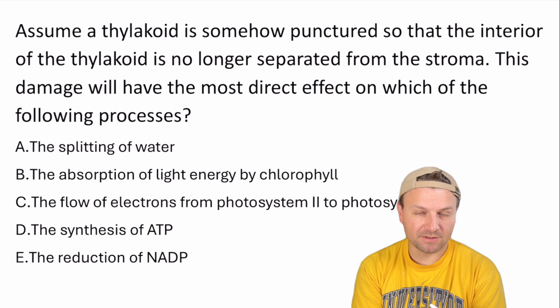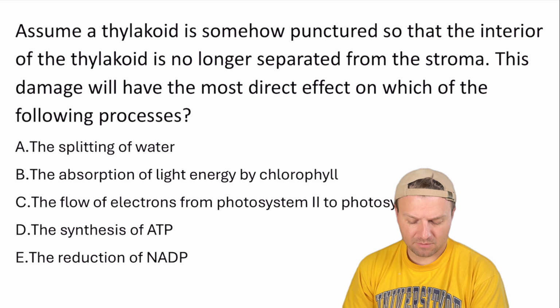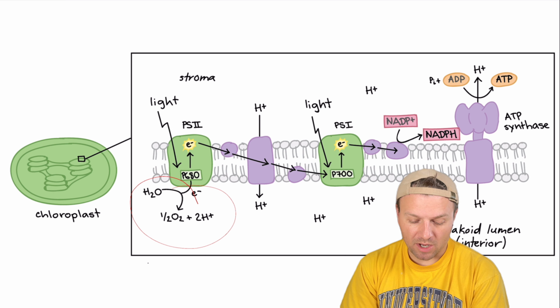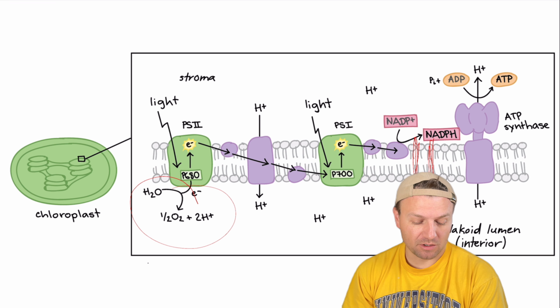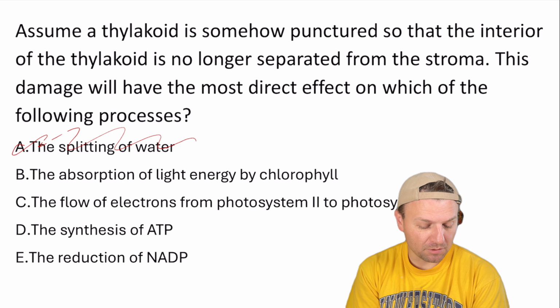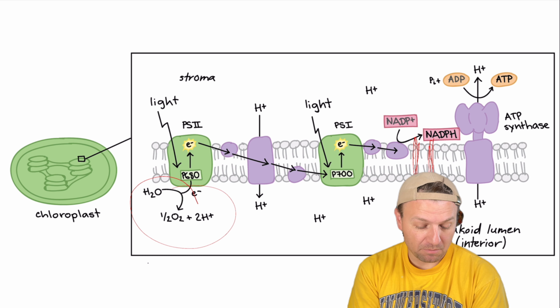Let's see if we can find that process in our answers. A, the splitting of water. No, the splitting of water is going to go on whether or not there's an opening or a puncture in the thylakoid membrane, so it's not A. B, the absorption of light energy by chlorophyll. Nope, that's still going to go on.